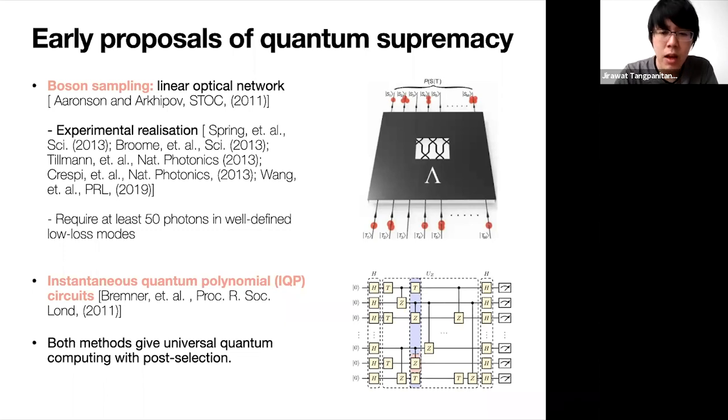And the second proposal that came at the same time is known as instantaneous quantum polynomial circuits. These quantum circuits consist of three main layers. The first layer is just a Hadamard gate, and the second layer is basically a random diagonal gate, so anything random, but only having diagonal terms. And the third is the Hadamard gate. In both methods it has been shown that with post-selection they can give universal quantum computing.